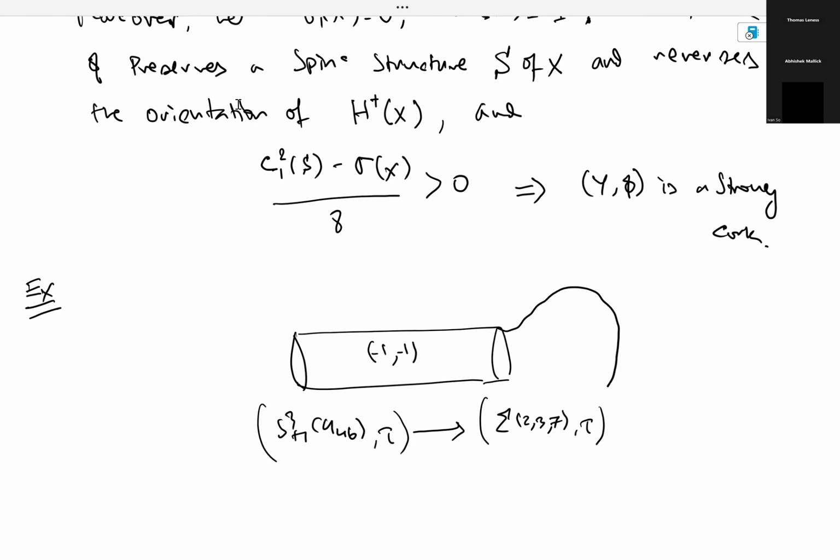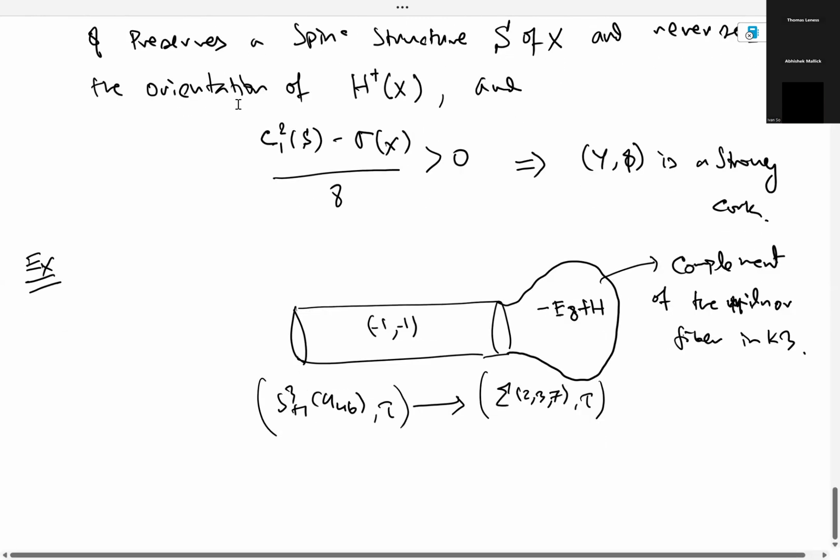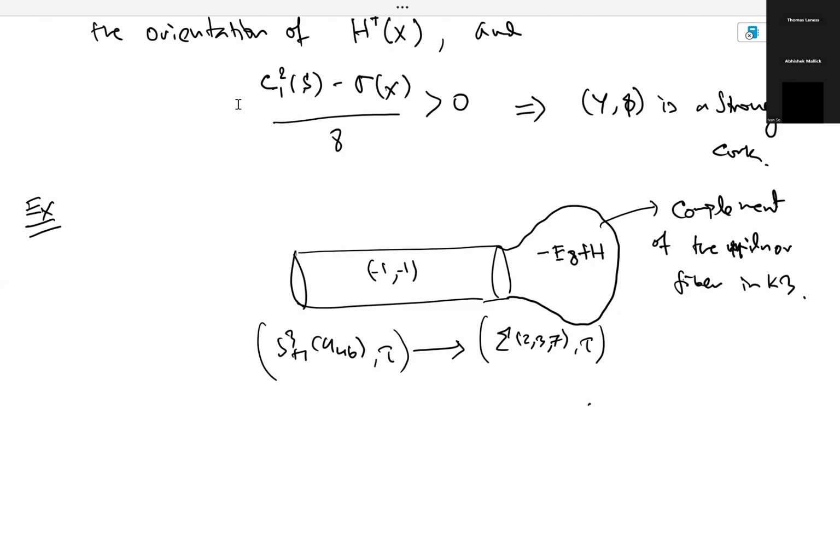Now, sigma 237 has a bound on the right-hand side that has intersection form -E8 plus H. This is the complement of the Milnor fiber in K3. So inside the K3 surface, if you look at the complement, you'll get a bound for negative sigma 237 that has intersection form -E8 plus H. And moreover, by construction, you can check directly that the boundary diffeomorphism, in this case the tau action, is going to extend over this bound and will reverse the H plus of this manifold.